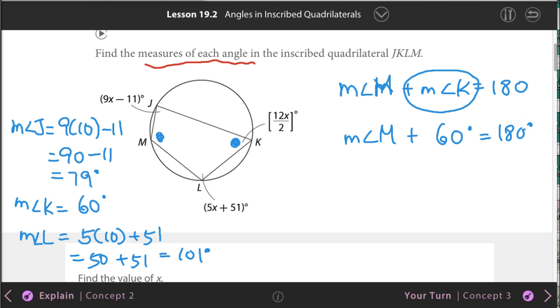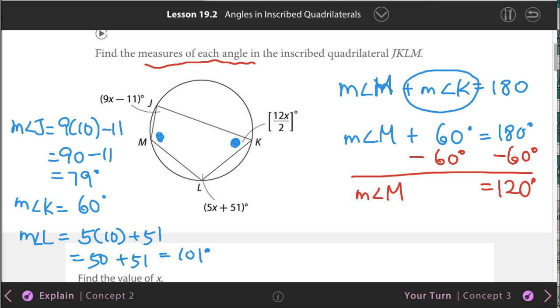So what do you think the measure of angle M will be? Well, let's subtract 60 degrees from both sides, and that gives me measure of angle M equals 120 degrees. And so there you go. That is the last part of my answer, right? Measure of angle M equals 120 degrees. So your answer would be all of this. Measure of angle J is 79, K is 60, L is 101, and M is 120.